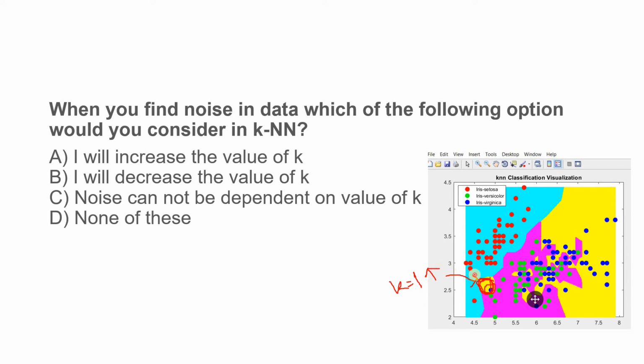Then after multiple votes, it might happen that the priority goes to iris setosa or iris versicolor, right? So basically I will increase the value of k when our training data set has some error. So option A is the correct one.